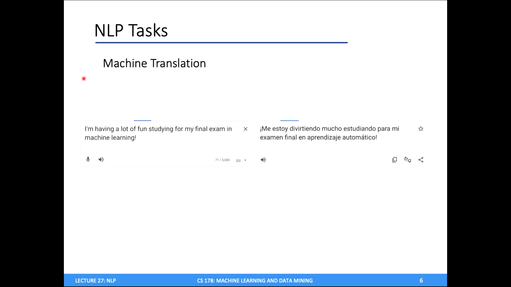Okay, another really popular machine learning task that uses NLP is machine translation. Google Translate is all powered by machine learning techniques nowadays. So you might type in a sentence like, I'm having lots of fun studying for my final exam in machine learning, and it'll translate it to Spanish for you. I'm sure you guys have all seen this before, but it's another example of an NLP task.